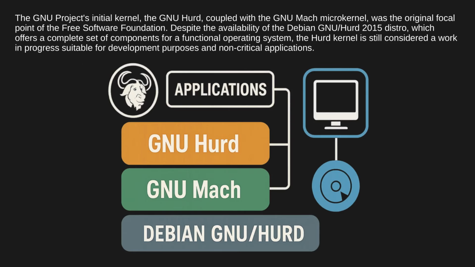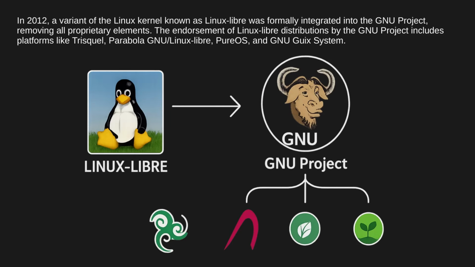The GNU project's initial kernel, the GNU Hurd, coupled with the GNU Mach microkernel, was the original focal point of the Free Software Foundation. Despite the availability of the Debian GNU/Hurd 2015 distro, which offers a complete set of components for a functional operating system, the Hurd kernel is still considered a work in progress, suitable for development purposes and non-critical applications. In 2012, a variant of the Linux kernel known as Linux-libre was formally integrated into the GNU project, removing all proprietary elements.